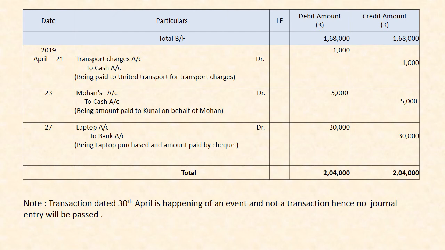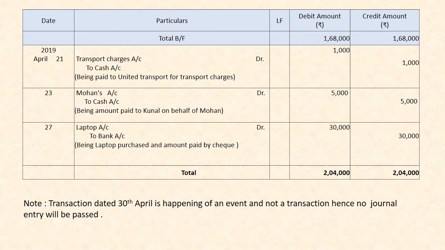Next transaction is on 23rd April. Paid to Kunal rupees 5,000 on behalf of Mohan. Which two accounts are involved in this transaction? First is Mohan's account and second is cash account. Why Kunal's account is not involved in this transaction? Because Kunal is not the concerned party from business point of view.